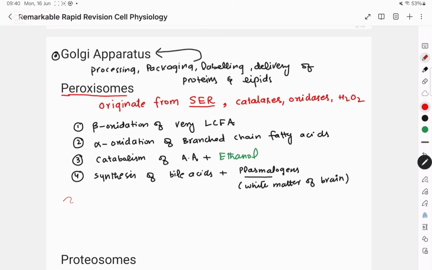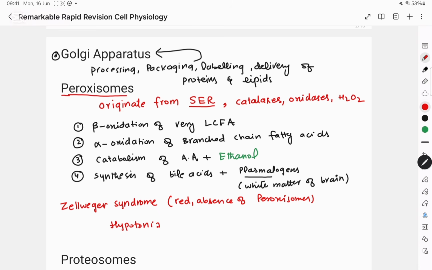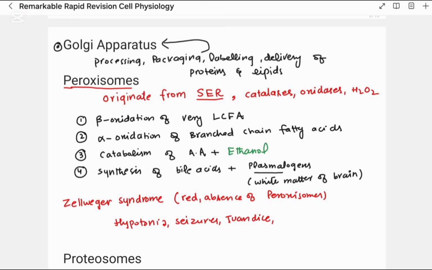So one important syndrome associated with it and asked multiple times in the exams is Zellweger syndrome. So it is basically a reduction or complete absence of peroxisomes. तो इसमें साइन एंड सिम्टम्स में वी हैव हाइपोटोनिया, सीजर्स, jaundice, craniofacial abnormalities, hepatomegaly leading to death.